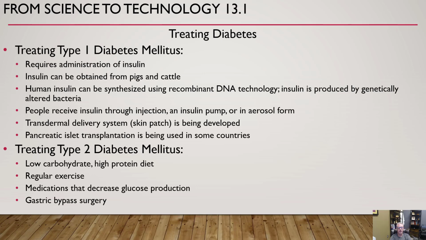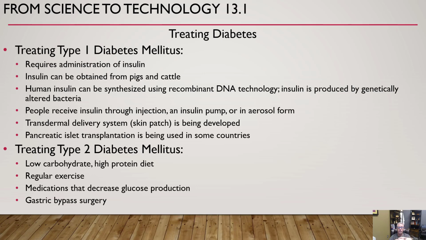We have an insulin pump so that you don't have to inject yourself every time. You see the things on the back of people's arms that can measure your blood glucose reading, so you don't have to prick your finger and test your blood sugar anymore. Other countries are looking at doing pancreatic islet transplantations. We aren't doing that in the United States yet.